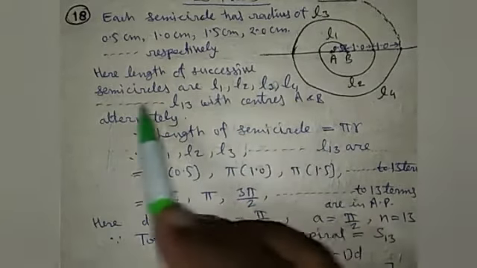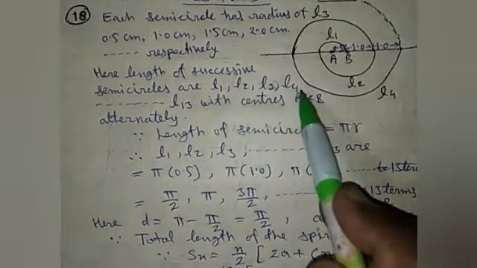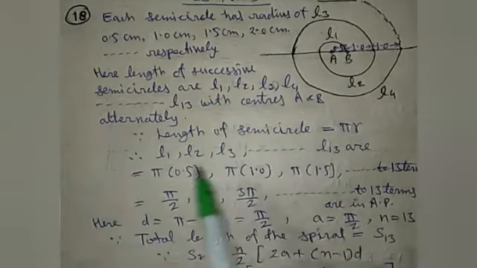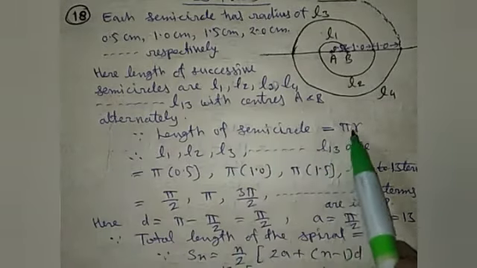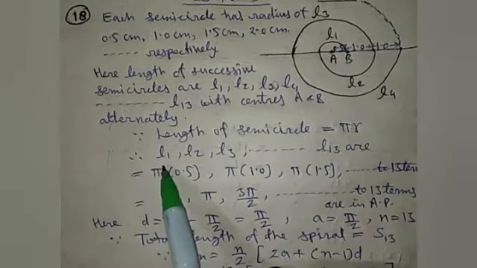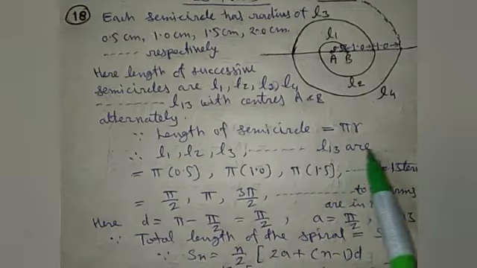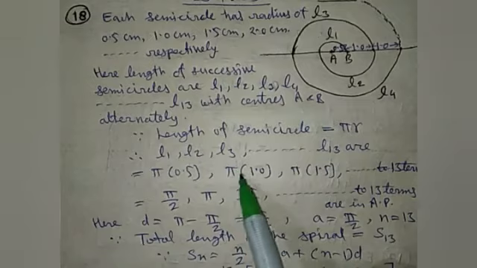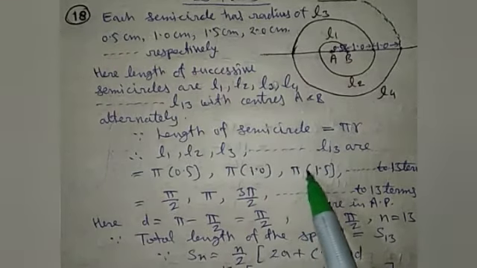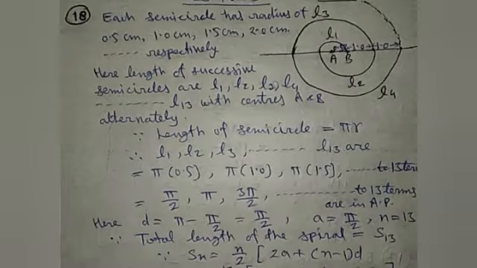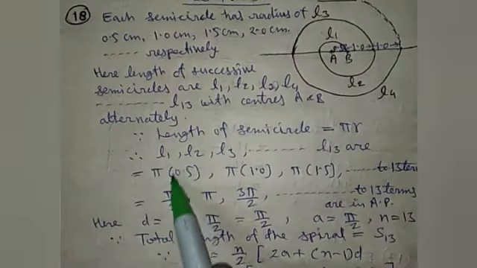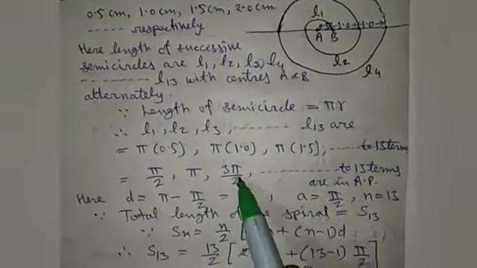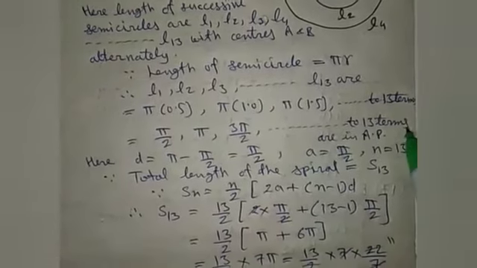Here lengths of successive semicircles are l1, l2, l3, l4, and so on to l13 with centers A and B alternately. Since length of semicircle is equal to pi r, so l1, l2, l3, and so on to l13 are given below: pi into 0.5, second pi into 1, then third pi into 1.5, and so on up to 13 terms. So here 0.5 means 1/2, that is equal to pi by 2, then pi, and then 3 pi by 2, up to 13 terms.